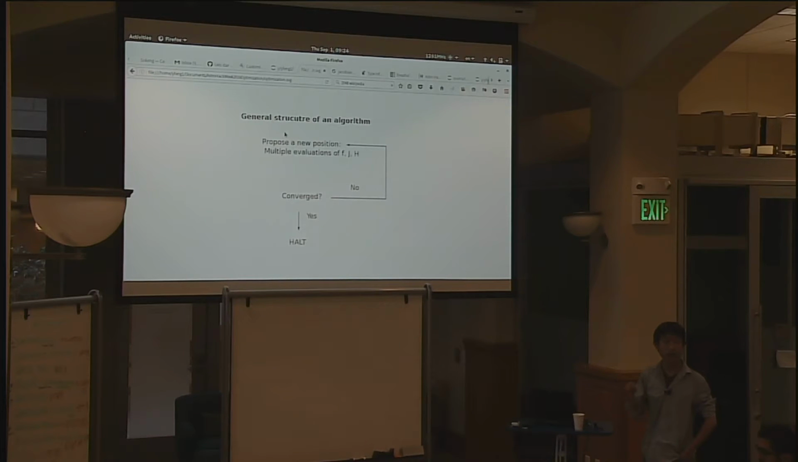Any algorithm, in the end, you have to halt it. That's to end the algorithm. If not, then we go back and propose a new proposal based on what we have found about the previous proposal. So that's the general structure of the algorithm.